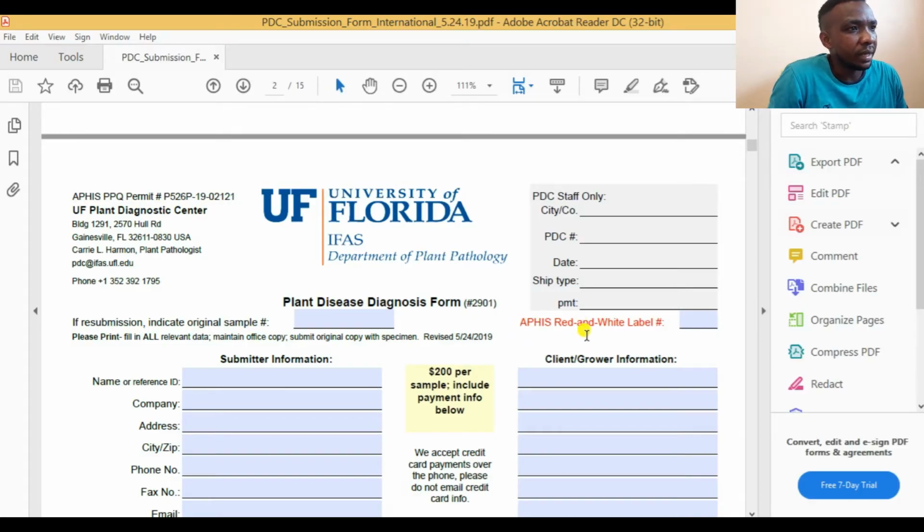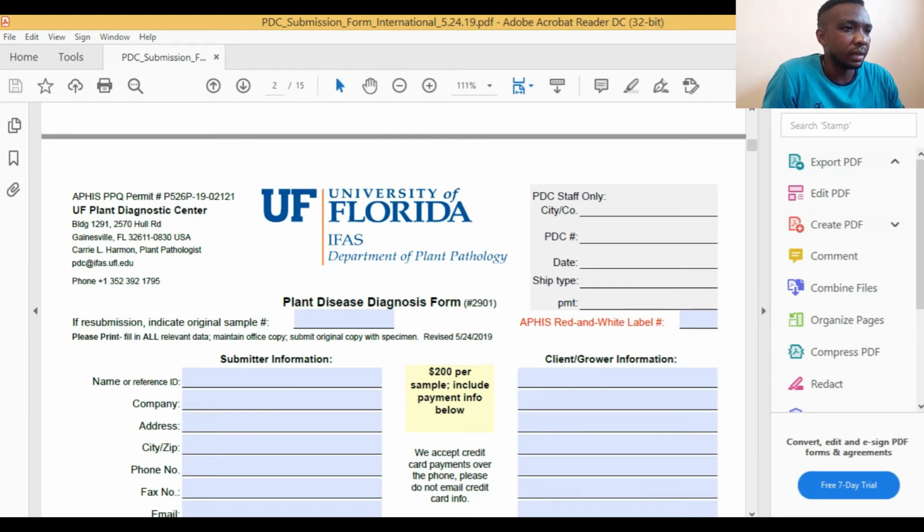This part here says APHIS red and white label. They'll send you that when you email, as I told you about. They'll email you a red and white label, and the label will have a number on it, and the number is where you'll put right here. And APHIS stands for Animal and Plant Health Inspection Service, right? That's what it represents.